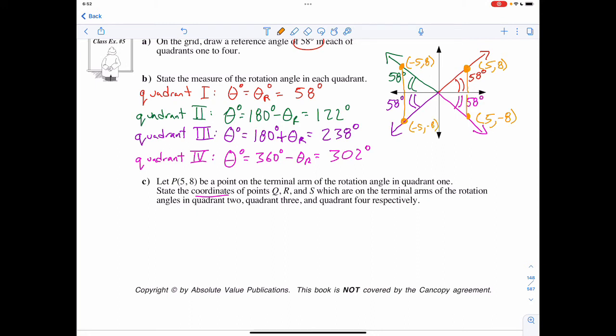So we can see that if we're keeping the same reference angle, we keep the same points. All that changes is whether x and y are negative. So we can say that we can have point Q at negative 5 and 8. We can have points R in the third quadrant where it's negative 5 and negative 8. And we can have the point of S in the fourth quadrant of 5 and negative 8.